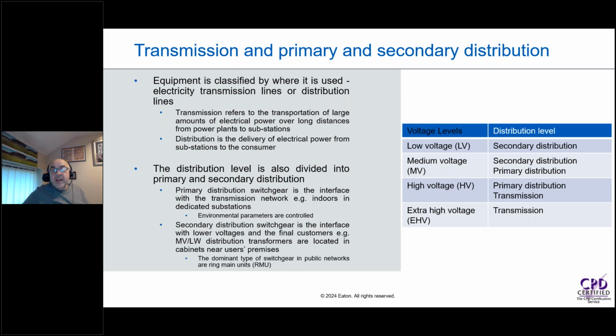So it might be an MV/LV distribution transformer, maybe mounted in a yard somewhere with some switchgear located nearby. In the past, maybe close-coupled ring main units, that at the moment are only available in SF6 variants, might be used outdoors with a unit-style transformer as a really compact substation. And the dominant type of switchgear in public networks on secondary distribution is commonly called ring main units.